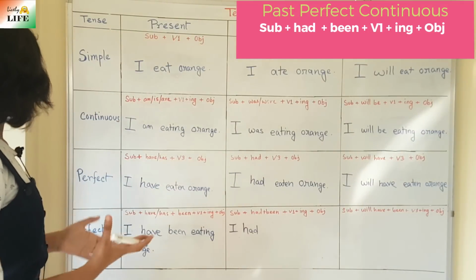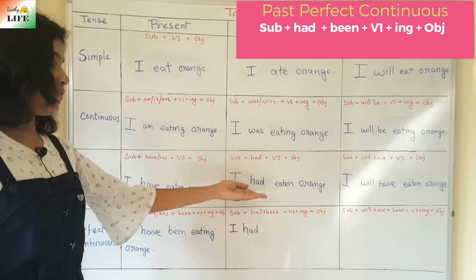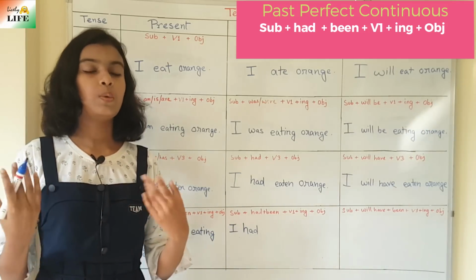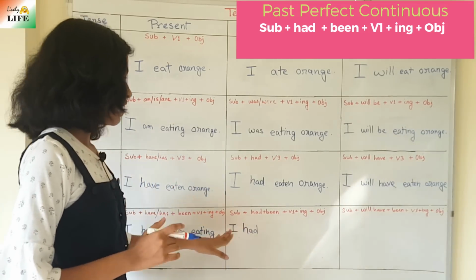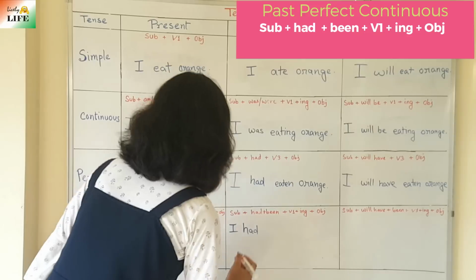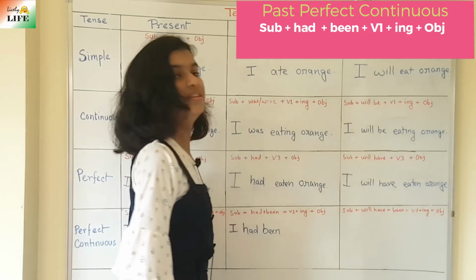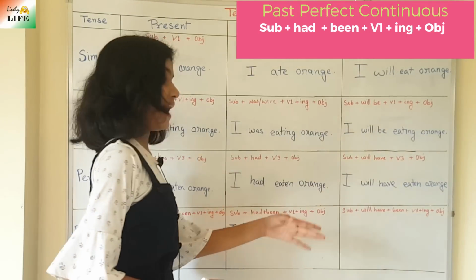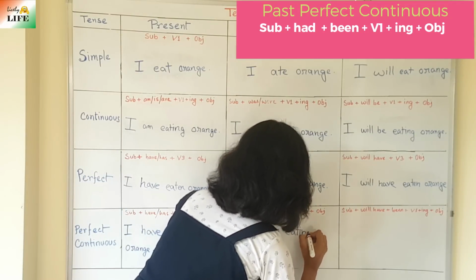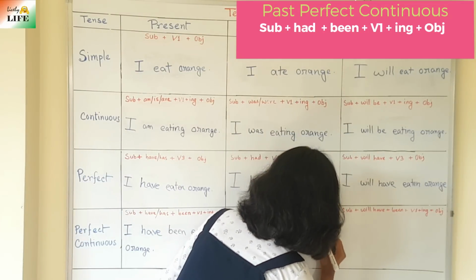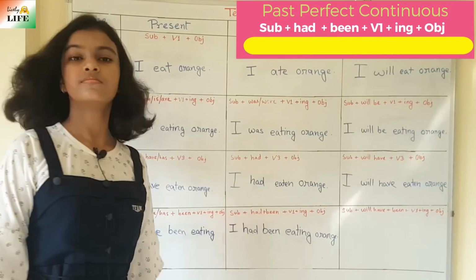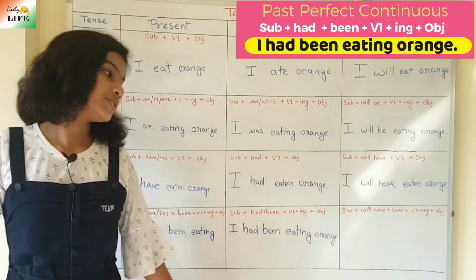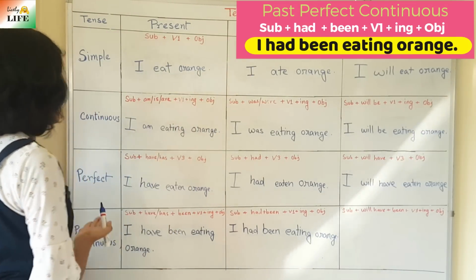So it is also same as perfect tense, like past perfect tense, as we use had after everything, right? After he, she, it. So over here too, after I, we, he, she, it, we use had. I had, then been. I had been. Verb 1 is eat, then ing, so eating, then object. I had been eating orange. So this is in past perfect continuous tense.